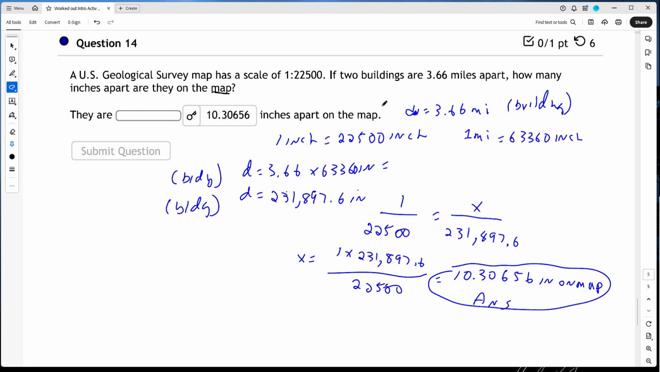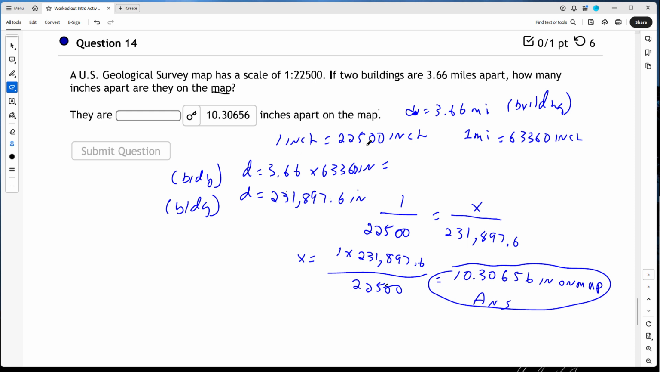So take a look at this again. 1 inch corresponds to 22,500 inches in real life. And we know that 1 mile is 63,360 inches. And in real life, they are 3.66 miles apart. How many inches is that? How does that correspond to the map? So we have to find out how many inches that is in real life. 3.66 times 63,360 gives me 231,000. That's how far apart they are in real life.